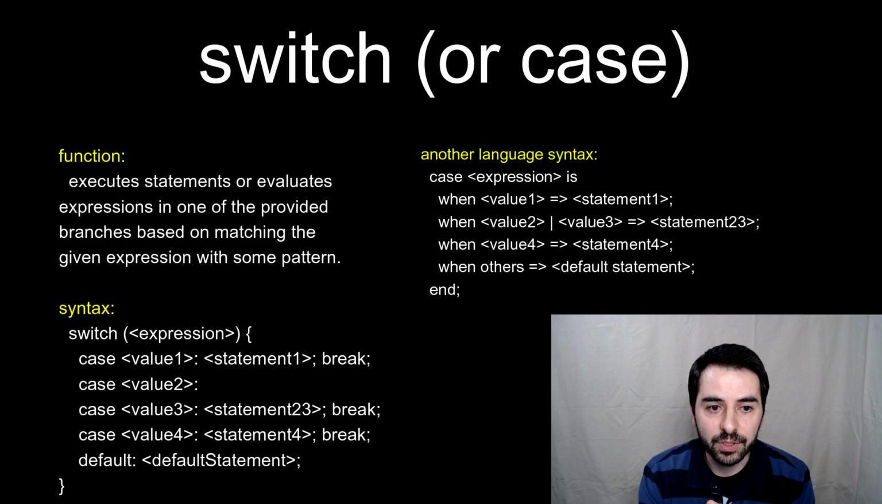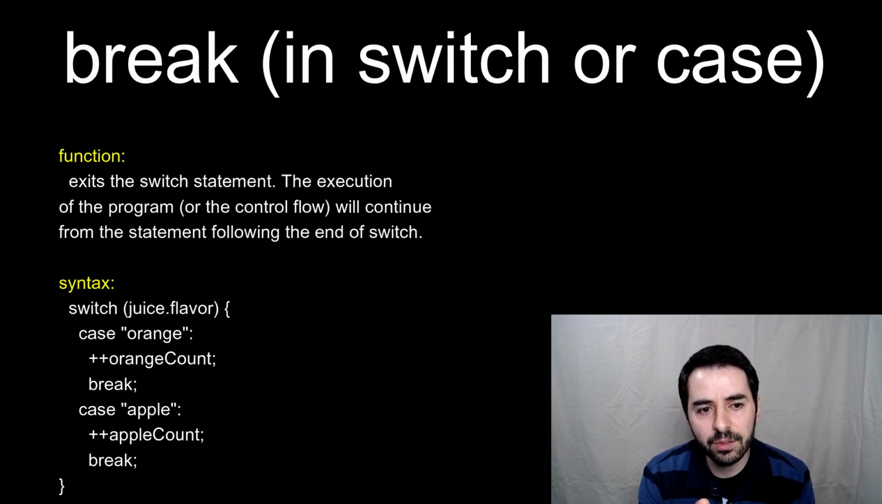So you can say, and then you have cases, right? Each case keyword defines a code path or a branch that the control flow might follow. And if your expression has this given value, it will pick that case and continue from there. So it will execute all the statements under that case.